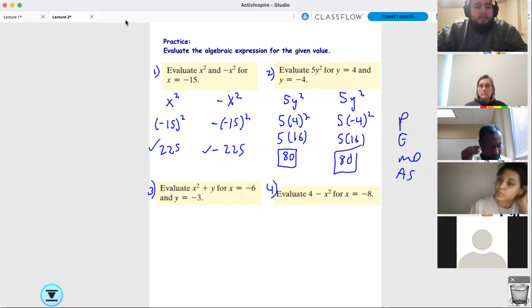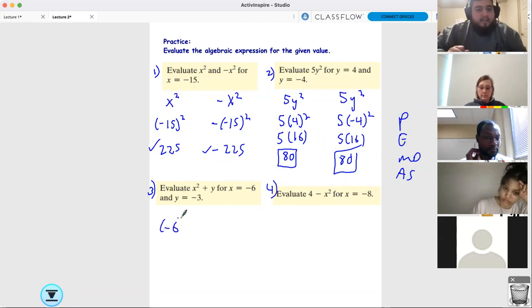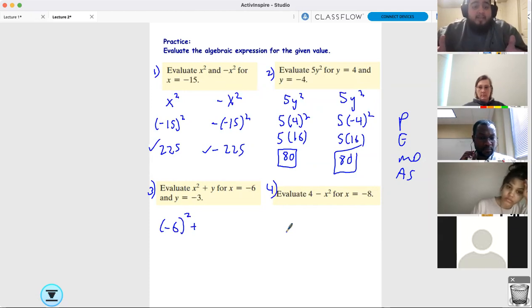Everyone good? Okay, let's look at 3. Evaluate x squared plus y. So when we plug in -6 for x, question class, are we going to put parentheses around the 6? Yes or no? Yes. Good. So it'll be -6 squared plus y. Am I going to put parentheses around -3? Yes or no? Now there's no right or wrong answer. Y is by itself.